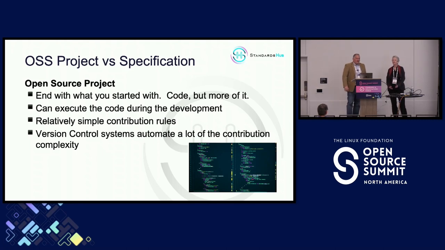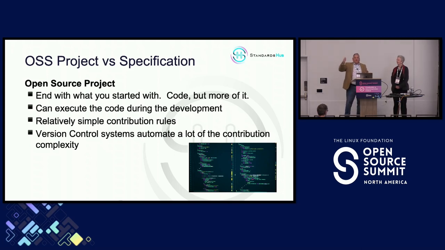So this is a gross oversimplification, but stick with me because I'm going to try. An open source project is different than a specification, but it has some similarities. But one of the features of an open source project is that you essentially end with what you start with. So you start with a repository with 100 lines of code, and you end with a repository with 100,000 lines of code. But you have essentially the same thing.